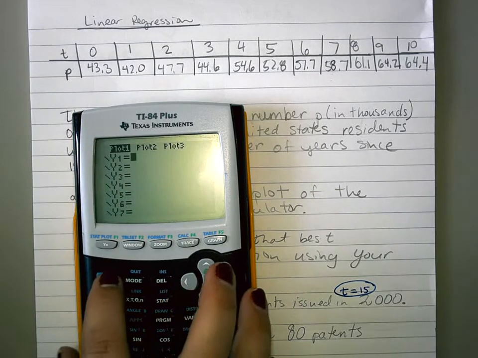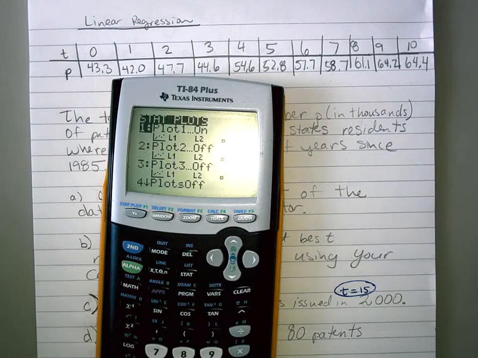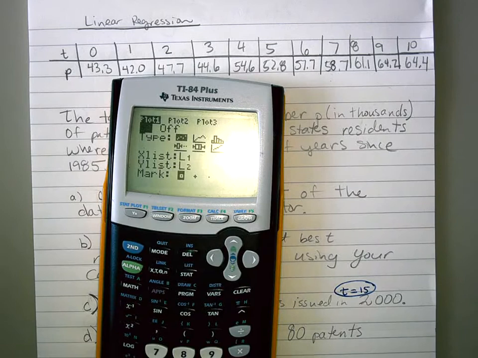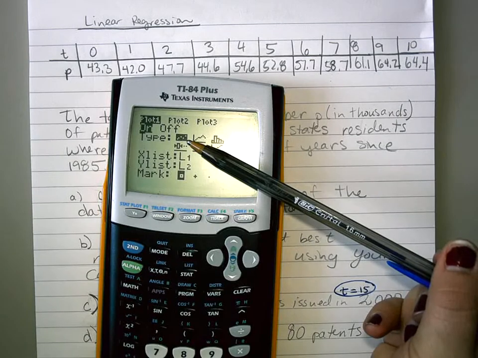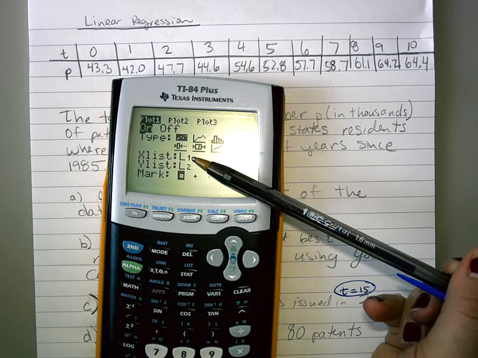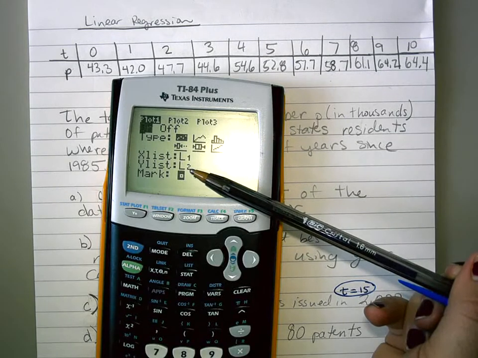You also want to set up your plot by using second y equals, which will give you stat plot. Enter for plot 1, that's the plot we're working with. And you want to make sure that the type is the first one, the dots. Your x list is L1 and your y list is L2.